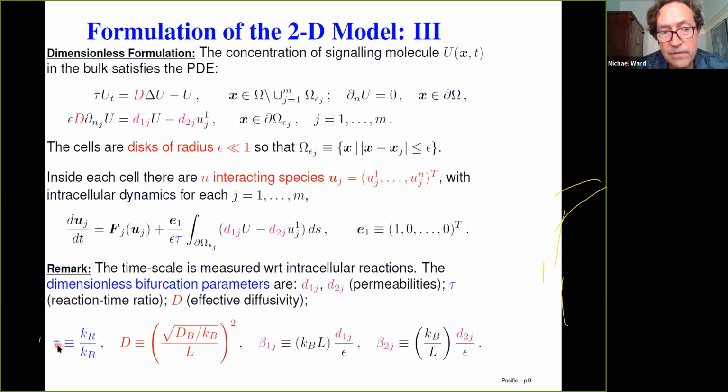If tau is very, very large, you can think of the bulk signal as hardly decaying. It's almost pure diffusion in the outer bulk media. And then there's the normalized bulk diffusion coefficient, which is given by this. So here is the model that we want to look at in the limit epsilon going to 0.